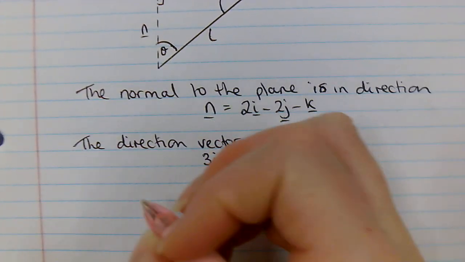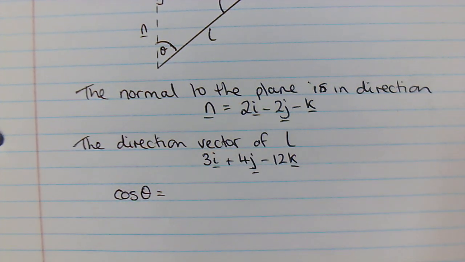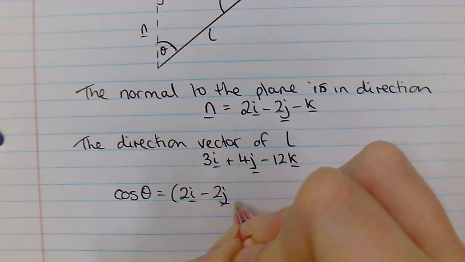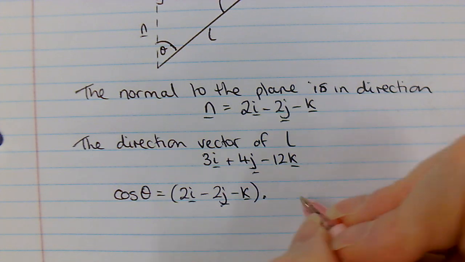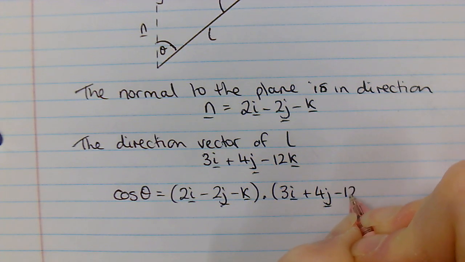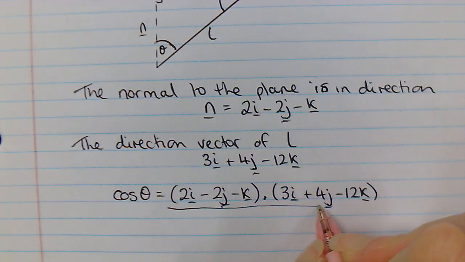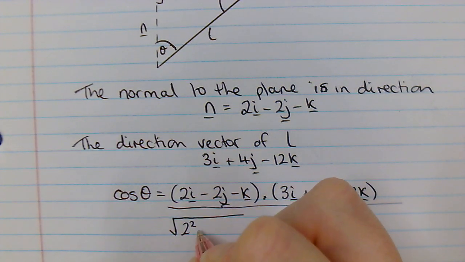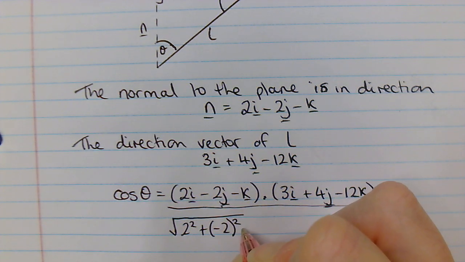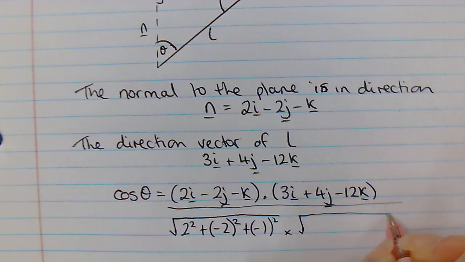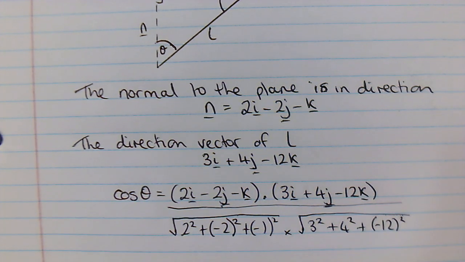So cos theta is going to be equal to (2i minus 2j minus k) dot (3i plus 4j minus 12k) all over the square root of 2 squared plus minus 2 squared plus minus 1 squared, times the square root of 3 squared plus 4 squared plus minus 12 squared.